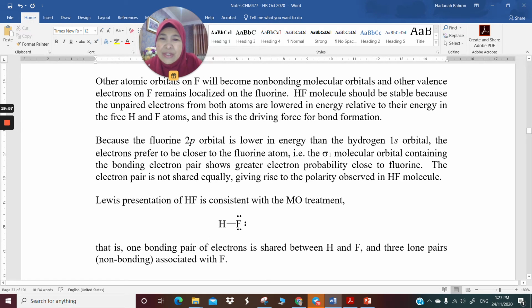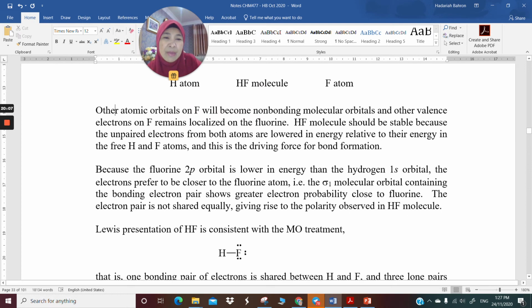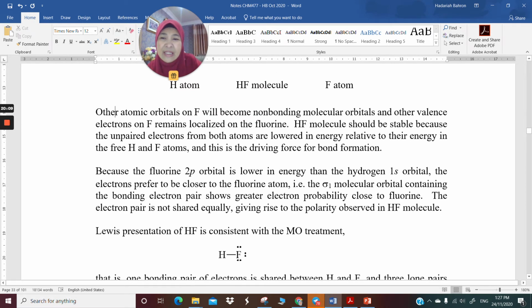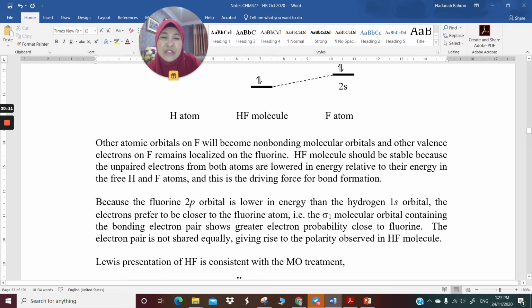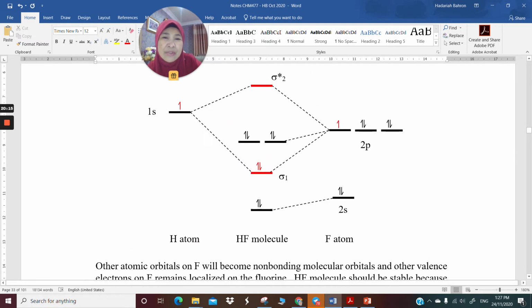Because the fluorine 2p orbital is lower in energy than the hydrogen 1s orbital, the electrons prefer to be closer to the fluorine atom, i.e. the sigma 1 molecular orbital containing the bonding electron pair shows greater electron probability close to the fluorine.